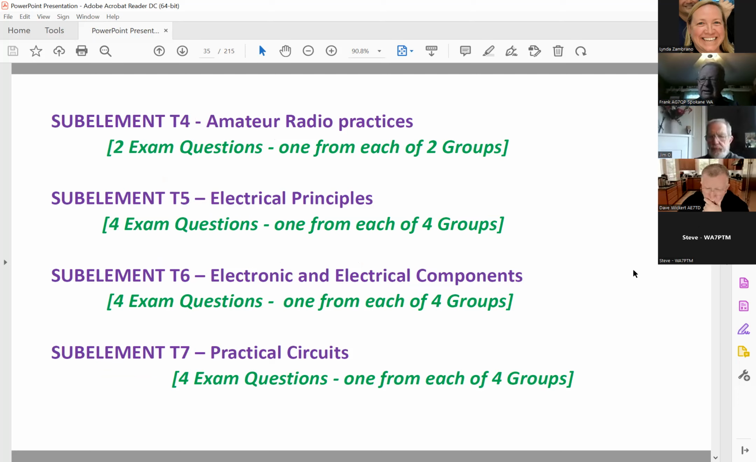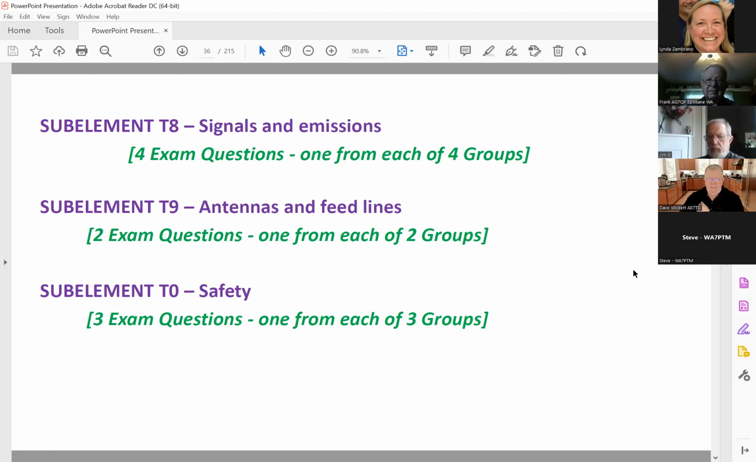T5, electrical principles, and we covered some of those already. T6 is electronic and electrical components. These are all little parts that you'll find if you take your radio or whatever else apart. T7 is where we start putting all those components together into circuits. T8 is signals and emissions. It's more than just radio propagation. This is what the signals are.